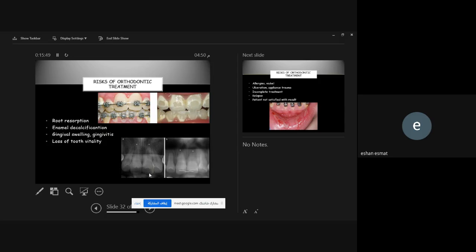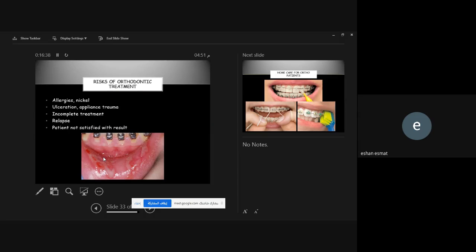In orthodontics we can also see there are risks of this treatment. Maybe heavy force leads to root resorption, or if the patient does not take care of brushing the teeth, they will get enamel decalcification. Like here, you see the beginning of caries. It can also lead to gingival swelling, gingivitis, or sometimes loss of tooth vitality. So when you select the patient for orthodontic treatment, you must be careful, and we give them more and more instruction about brushing, dental flossing, and about what they eat. It's very important.